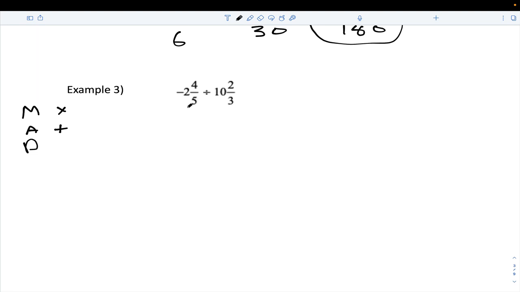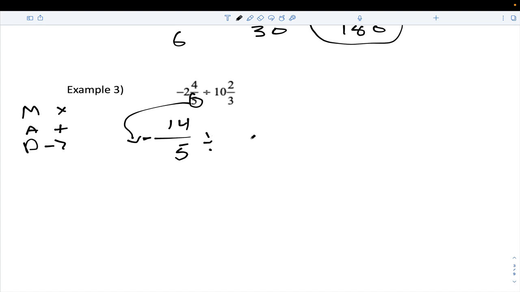What's 5 times 2, Noah? 5 times 2 is 10. Add the top number. 10 plus 4 is 14. So bring the denominator down. What's the bottom number going to be? Great. 14/5 is negative. There's your improper.